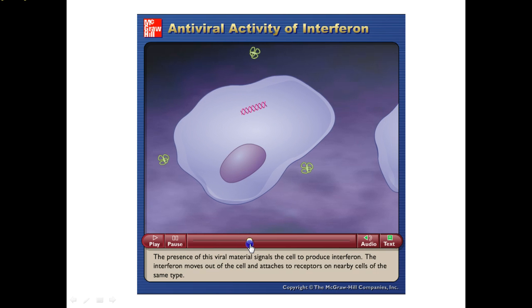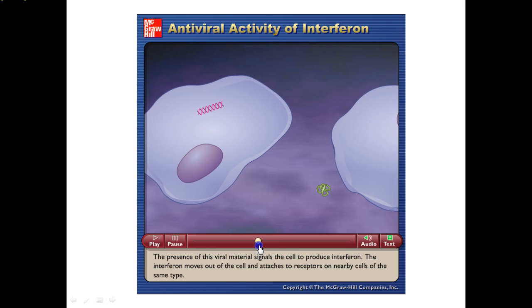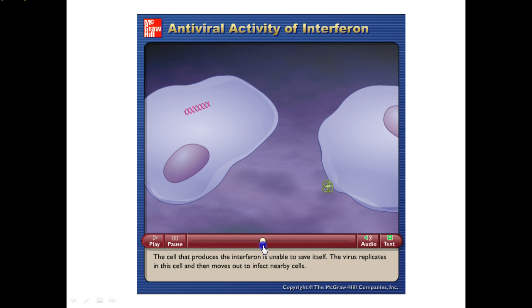It'll leave this virus-infected cell and attach to receptors on neighboring cells. And what this does is like a warning signal to the neighboring cells. It says, I've been infected by a virus, get ready, it's probably coming your way next. Because this guy can't save himself. It's too late. He's basically screaming, I'm dying. Okay? The good news, he warned his friends in the process. He said, the bad guys are coming. And that is by the interferon.